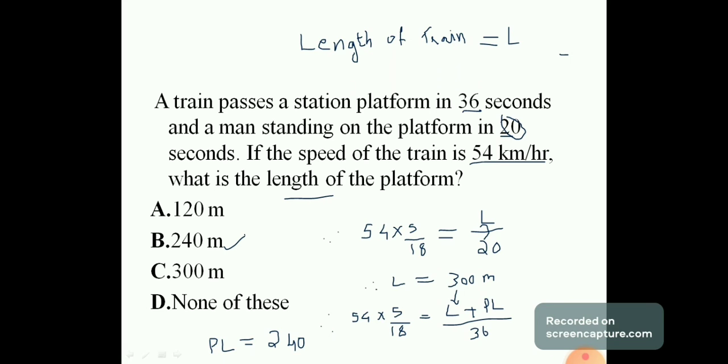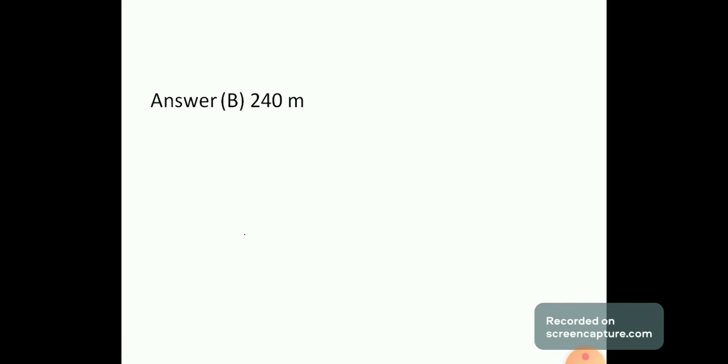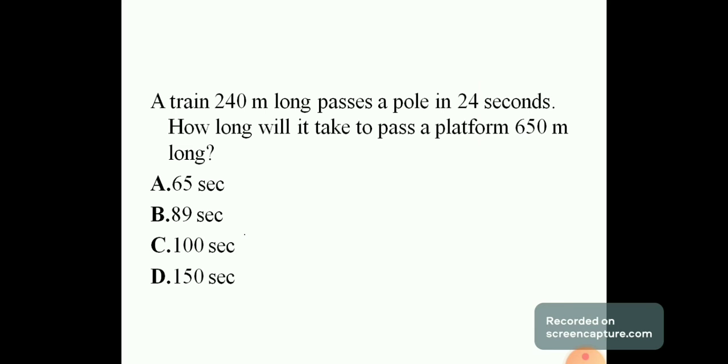Yes, next question. A train 240 meter long passes a pole in 24 seconds. How long will it take to pass a platform 650 meter long? So length of train is given 240 meter, and we have to find out the time, how long it will take to cross a platform 650 meter long. Length of train is 240 meter, and time it takes to cross the pole is 24 seconds, right?